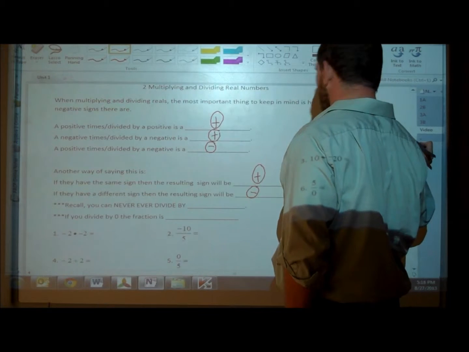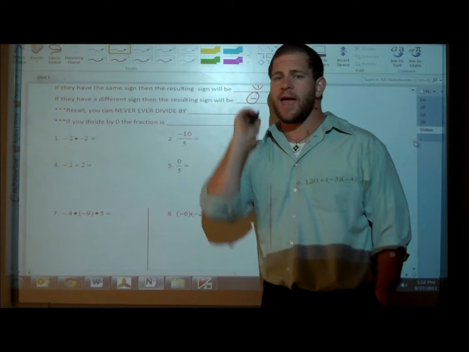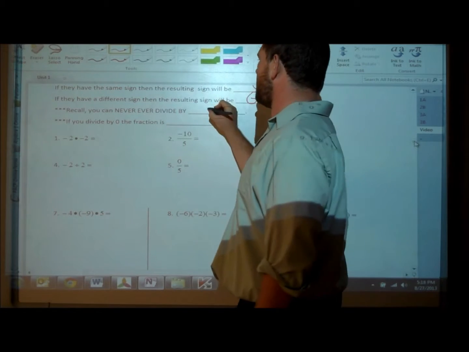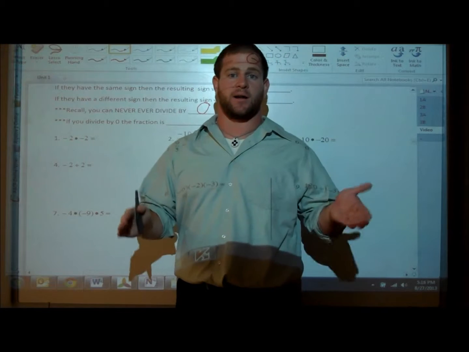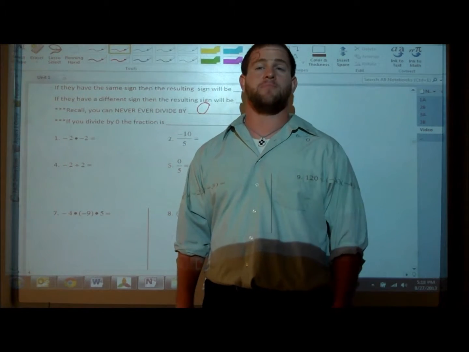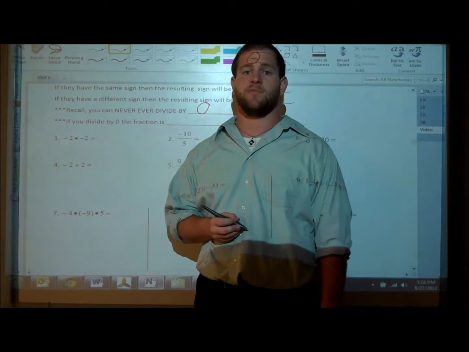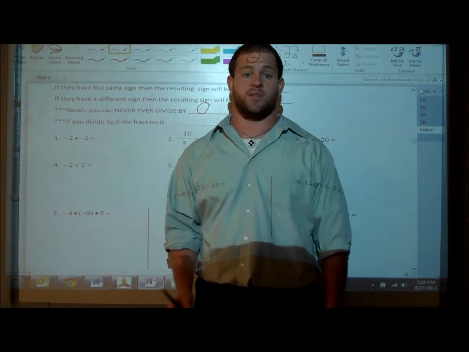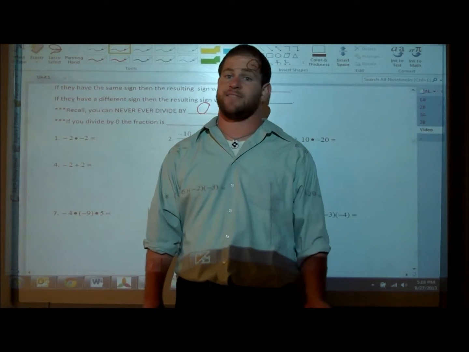Okay? Now recall one thing. You can never, ever, ever divide by zero. Division is breaking something into equally many parts. I could break something into 2 parts. I could break something into 10 parts. I could even break 0 into equally many parts. If I have 0 pieces of pizza and 10 friends to give them to, I can split that 0 up evenly so they all have the same amount of pizza. They're all going to have 0.